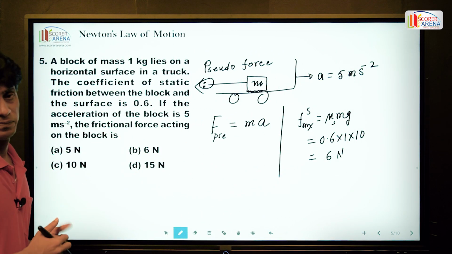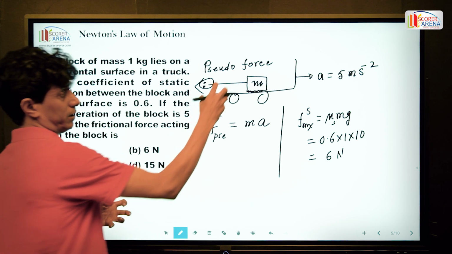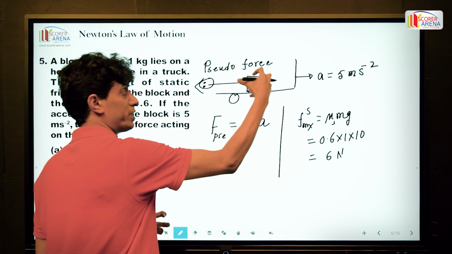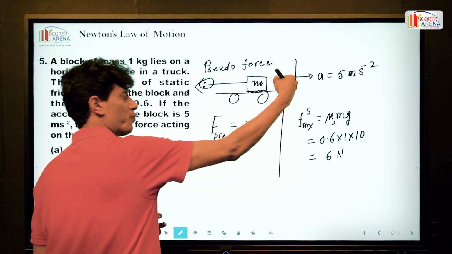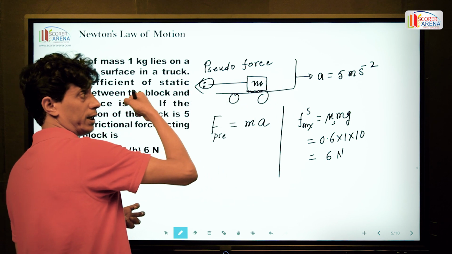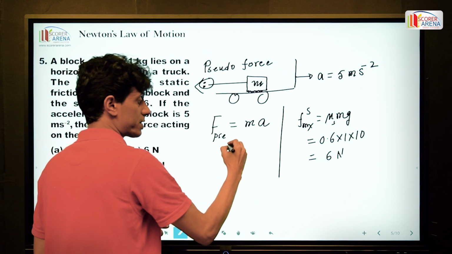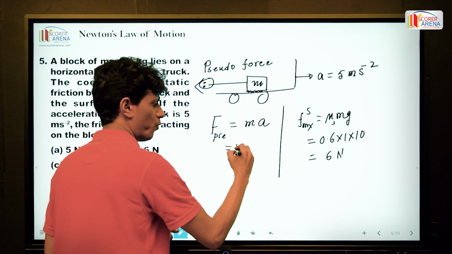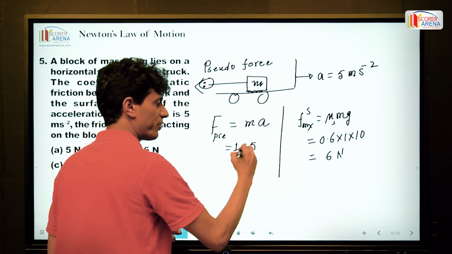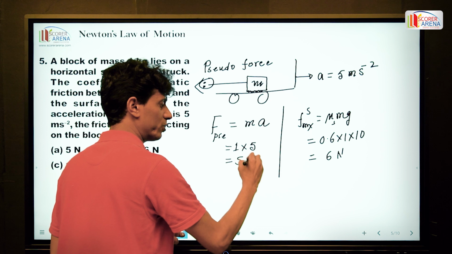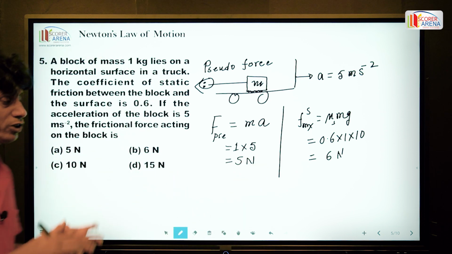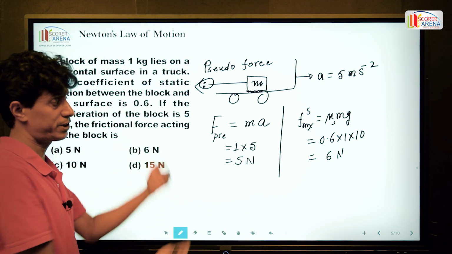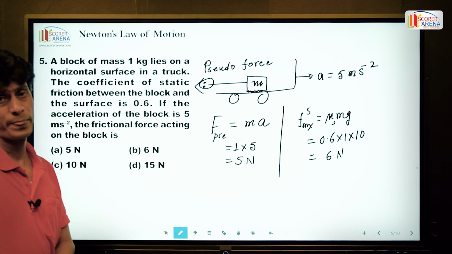Again we can say, because of this pseudo force, when this body has the tendency to move backward, this force is 1 into 5, and this is 5 Newton. So pseudo force acting on the body is 5 Newton, but maximum static friction is 6 Newton.